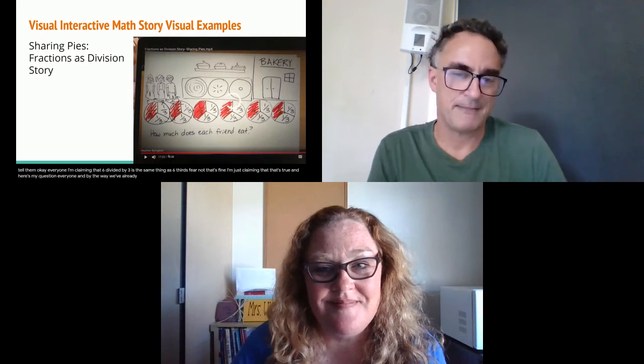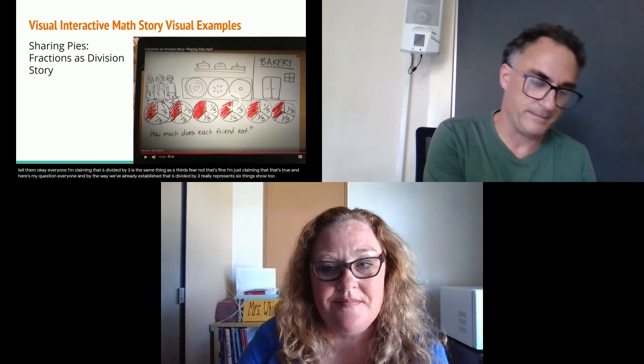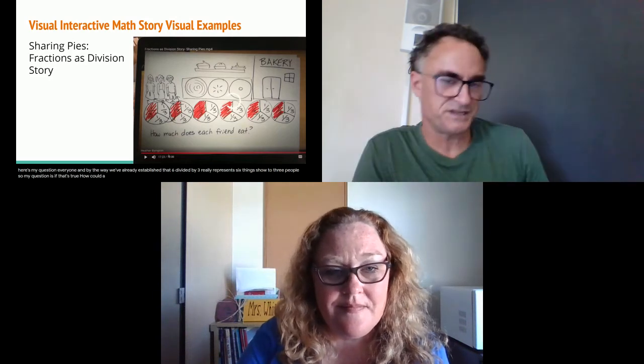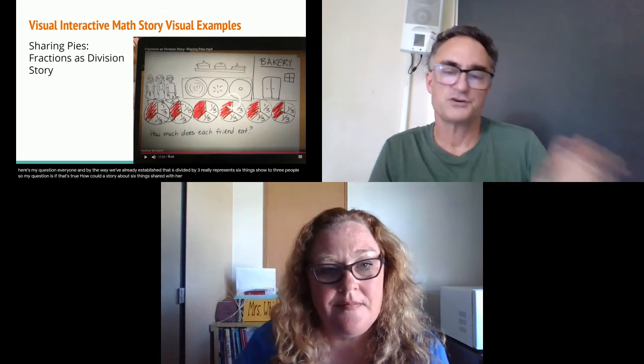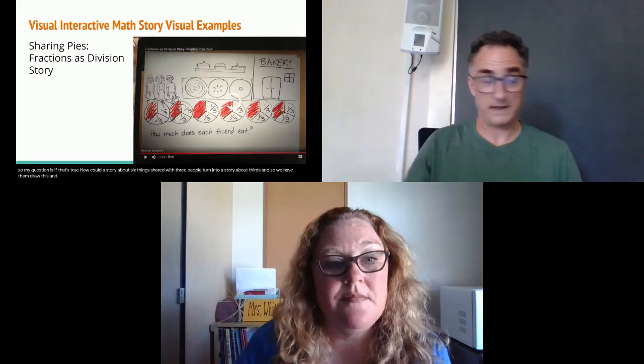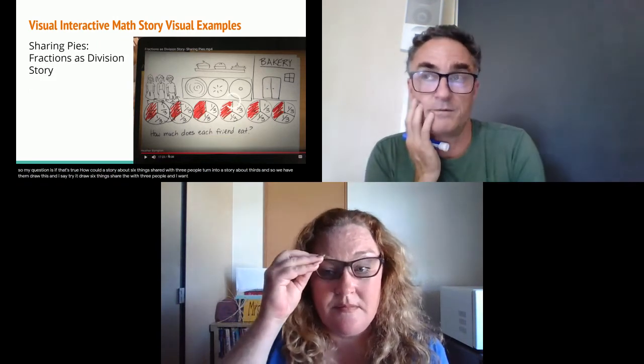And by the way, we've already established that 6 divided by 3 really represents 6 things shared with 3 people. So my question is, if that's true, how could a story about 6 things shared with 3 people turn into a story about thirds? And so we have them draw this, and I say, try it. Draw 6 things, share them with 3 people. I'm sure that you can do that. I want to know, where did thirds come from?